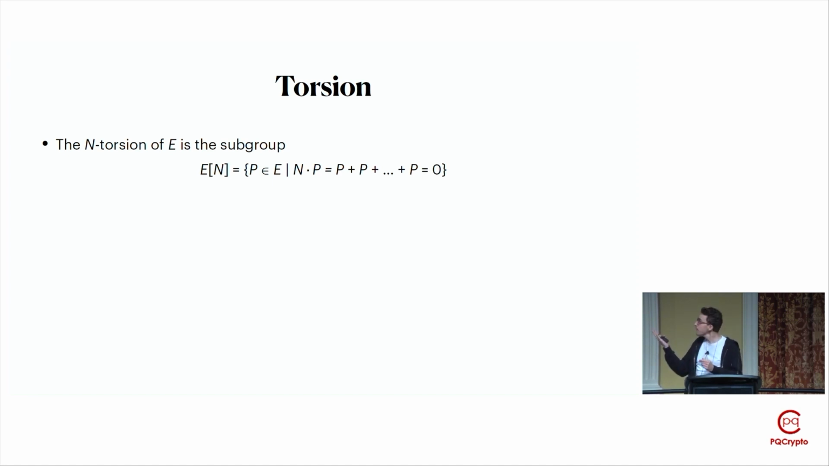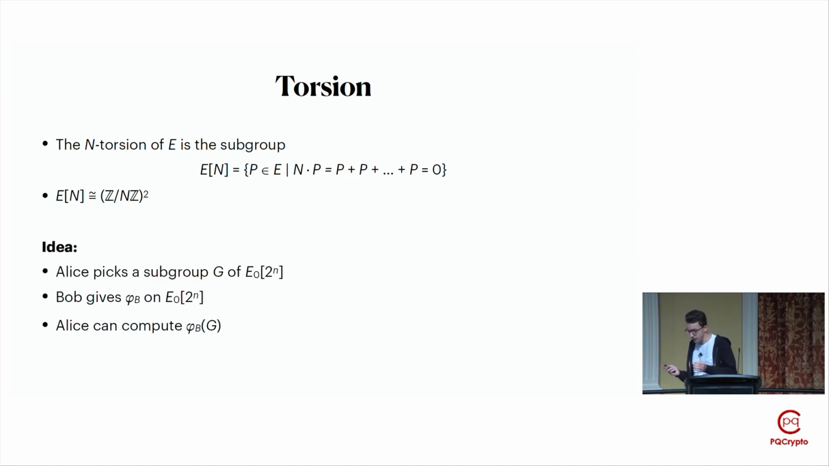Fix an integer n and an elliptic curve E. A point is of n torsion if when you add this point to itself n times, you get 0. We call that multiplication by n, so n times P is P plus P plus P plus P is 0. The collection of all these points, we call it the n torsion subgroup. It actually is a subgroup, and we know very well its structure. It's always isomorphic to Z mod nZ squared.